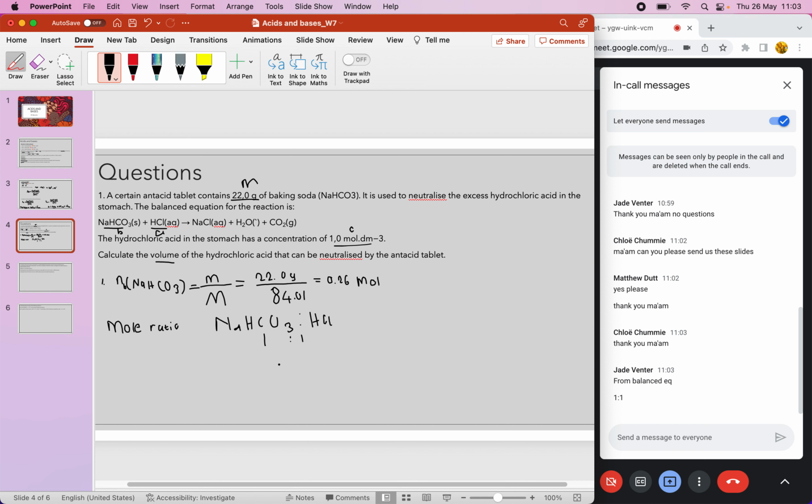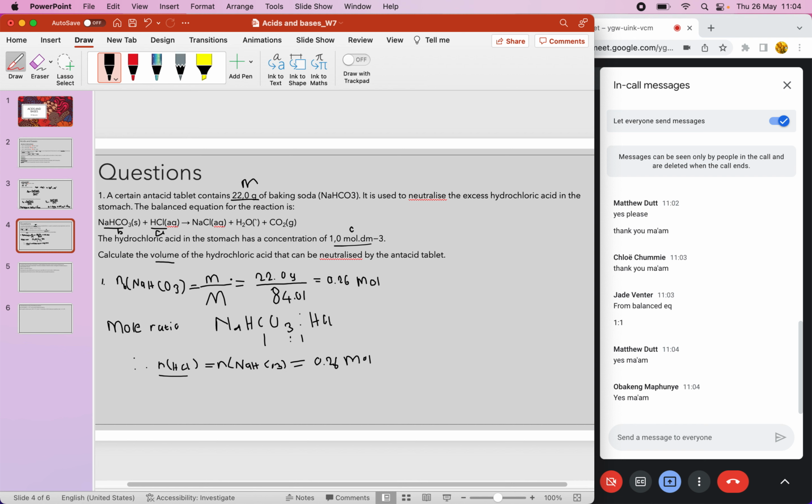And what does this mean? It means that the baking soda and the hydrochloric acid have the same number of moles. So the number of moles of HCl will be the same as the number of moles of the baking soda, and this will be equal to 0.26 mole. And now we know what the number of moles are. Are we together so far, guys? Do you understand how we got the number of moles of hydrochloric acid?